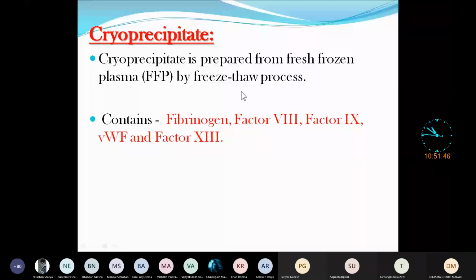Clear? So this cryoprecipitate will contain fibrinogen, factor 8, factor 9, von Willebrand factor, and then factor 13. So now it has many clotting factors, isn't it? So in those persons who have this deficiency of factor 8 and then factor 9, we'll give this cryoprecipitate, and then the person can survive. This is clear, cryoprecipitate, how it is made, and in which cases it is given. Did you understand this?